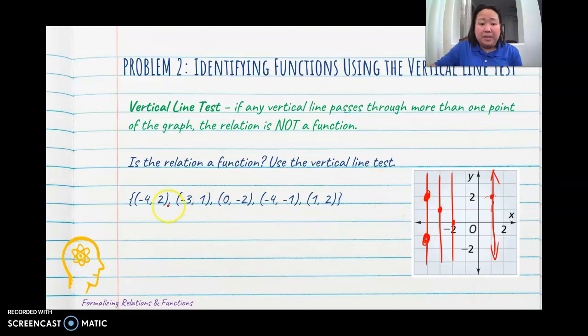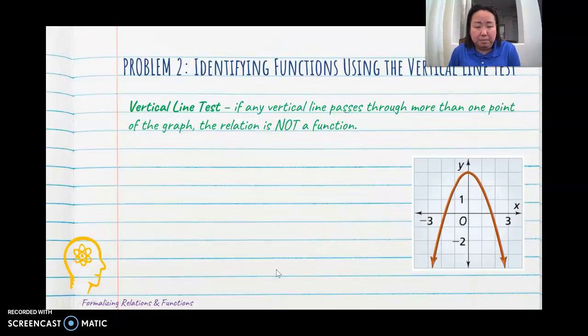And so this relation is not a function. Okay? So the vertical line test is a good way to find functions because from the graph itself, you can draw your vertical line anywhere. If it touches more than one point anywhere on the graph, then it's automatically a relation. Okay? So let's see the next example.